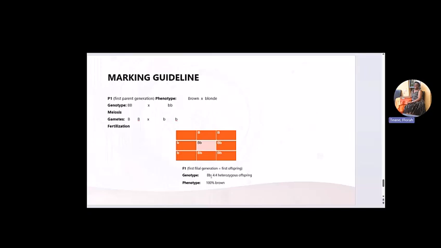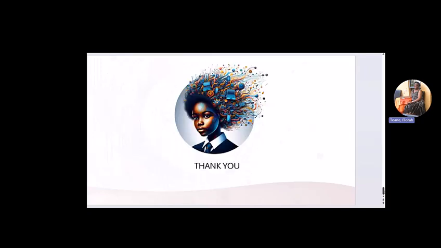Here is the genotype. This capital letter B and small letter b. All 4 of them are heterozygous. And the phenotype is all of them are brown, since brown is dominant.